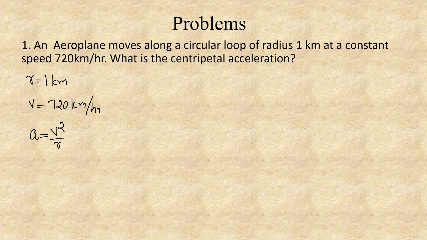Before substituting the values, we have to convert the quantities into the SI unit. So, first we can look into the radius. So, radius is given in kilometer, but we know the SI unit is meter. So, we have to convert kilometer into meter. So, how much meter is the 1 kilometer? All of you know that is the 1000 meter. You can express like this, 10 raised to 3 meter.